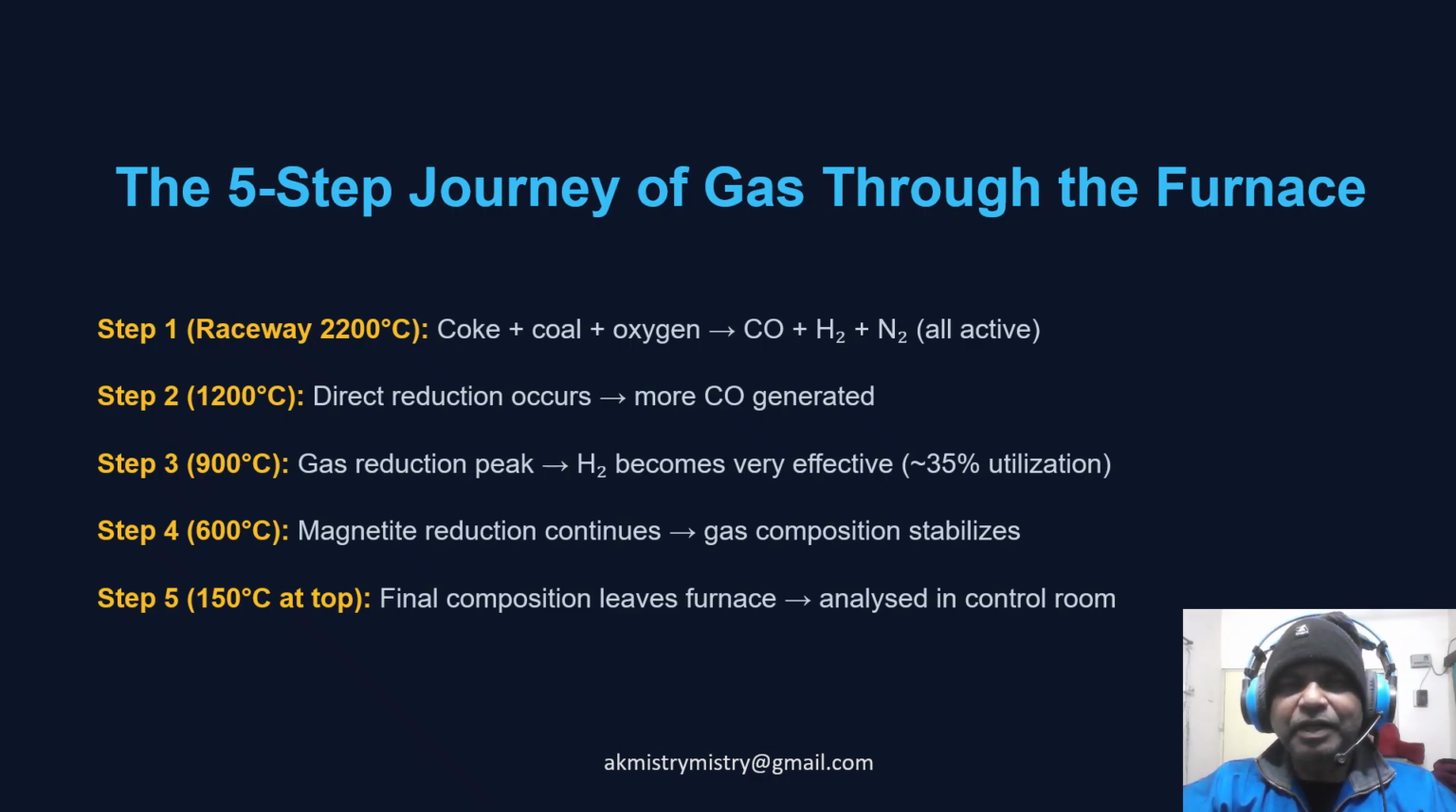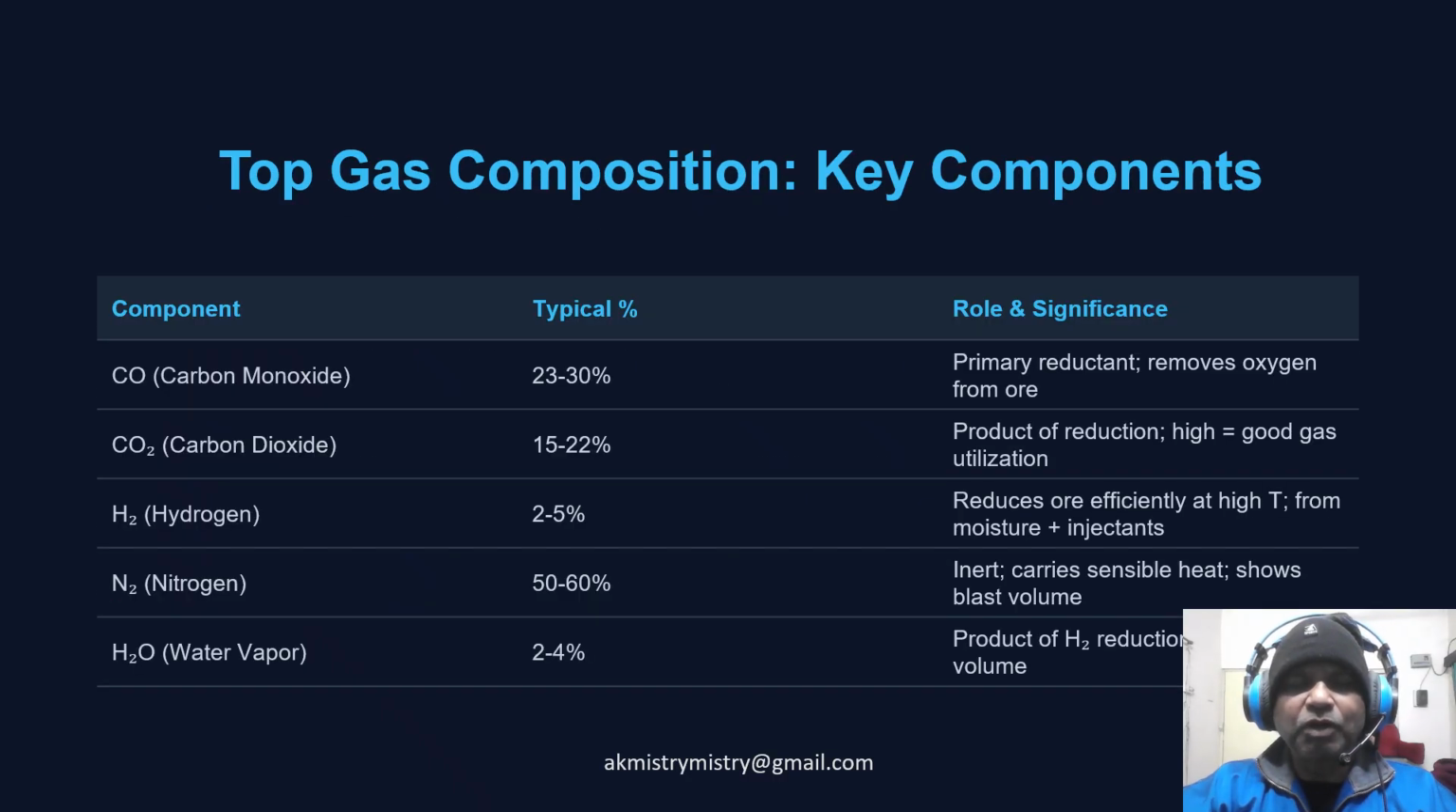Now let's look at the key components of the top gases and their typical ranges. Carbon monoxide is usually around 23 to 30% and is the primary reductant removing oxygen from the ore. Carbon dioxide is typically about 15 to 22% and represents the product of reduction. A higher carbon dioxide level generally indicates better gas utilization. Hydrogen is usually 2 to 5% and reduces ore very effectively at higher temperature, mainly coming from moisture and injectants.